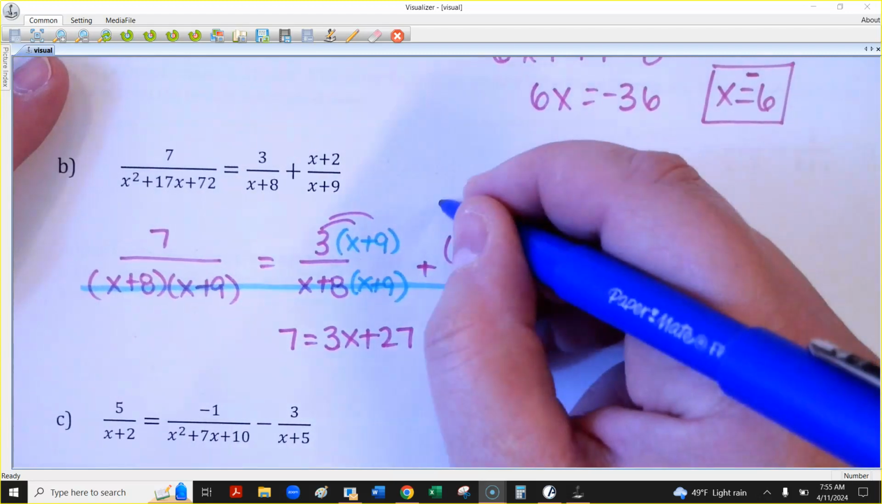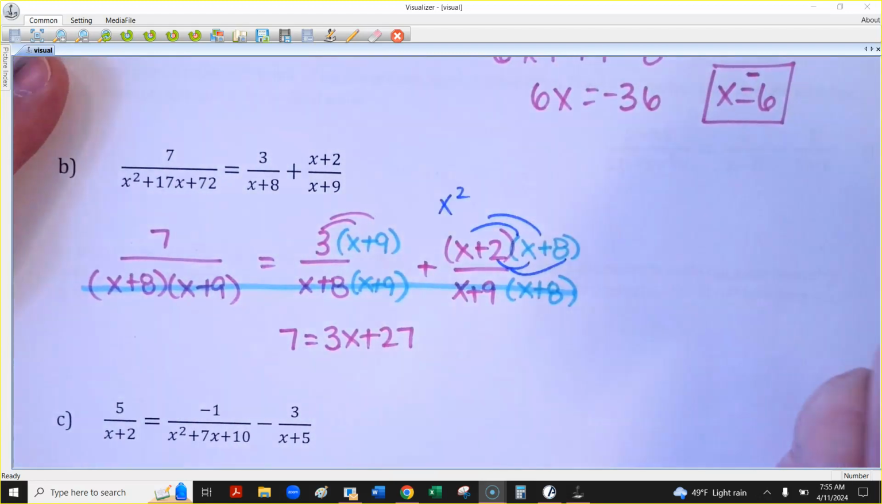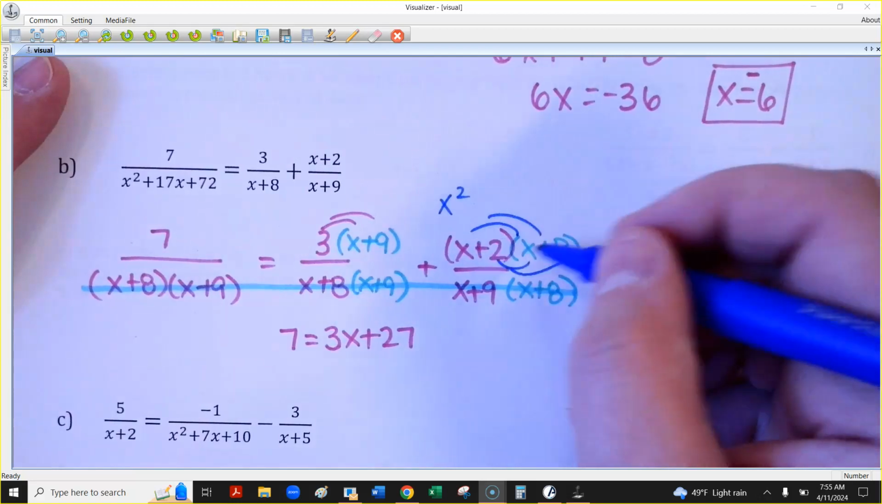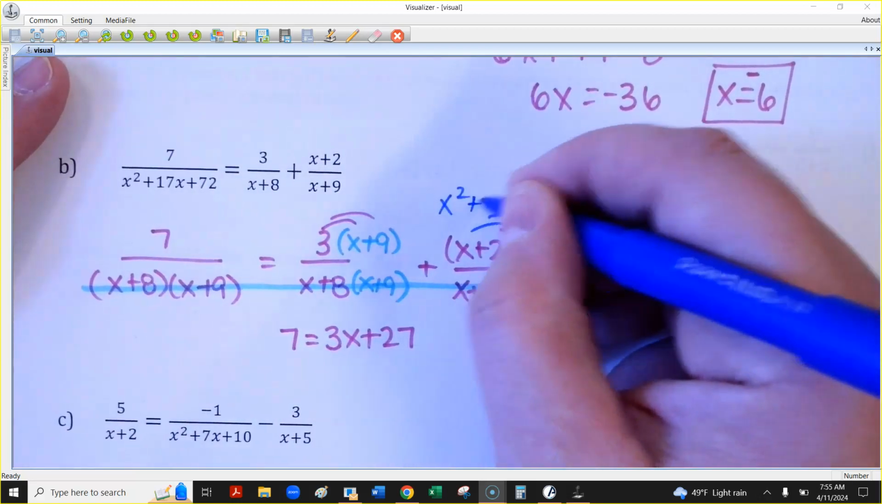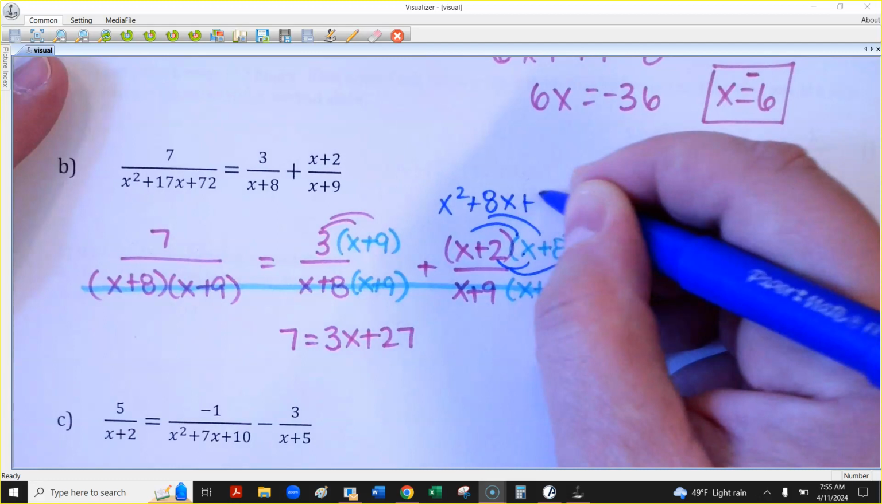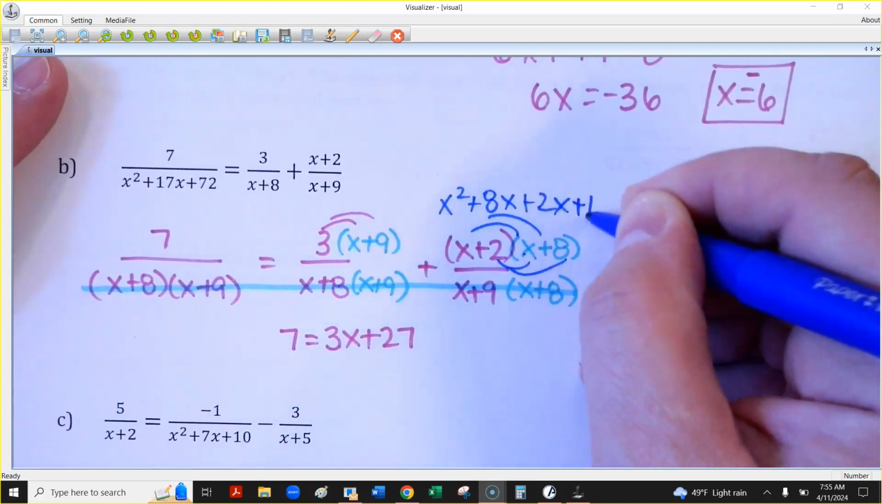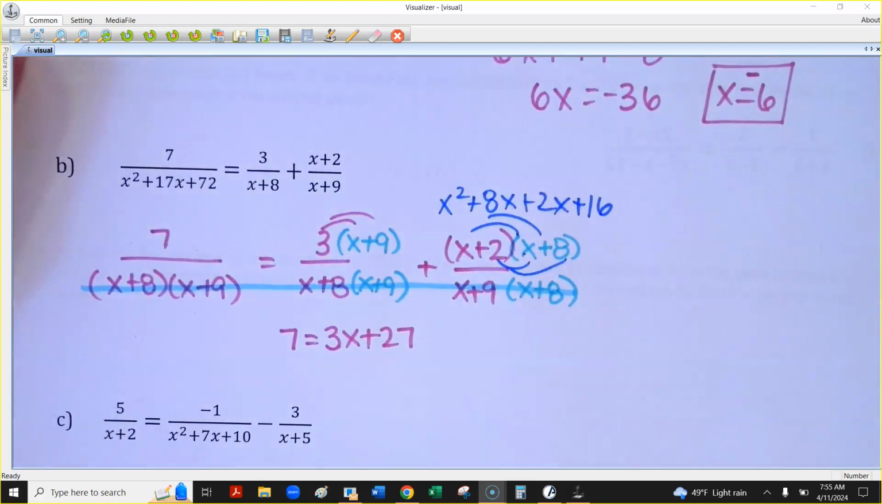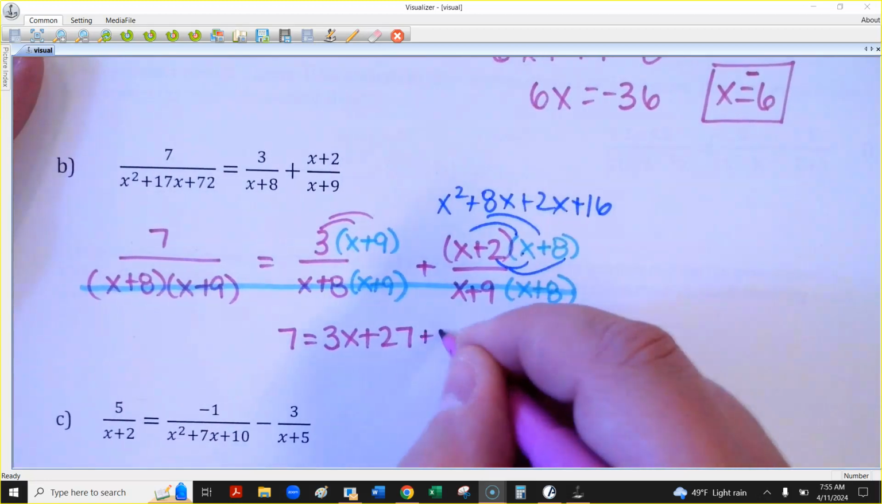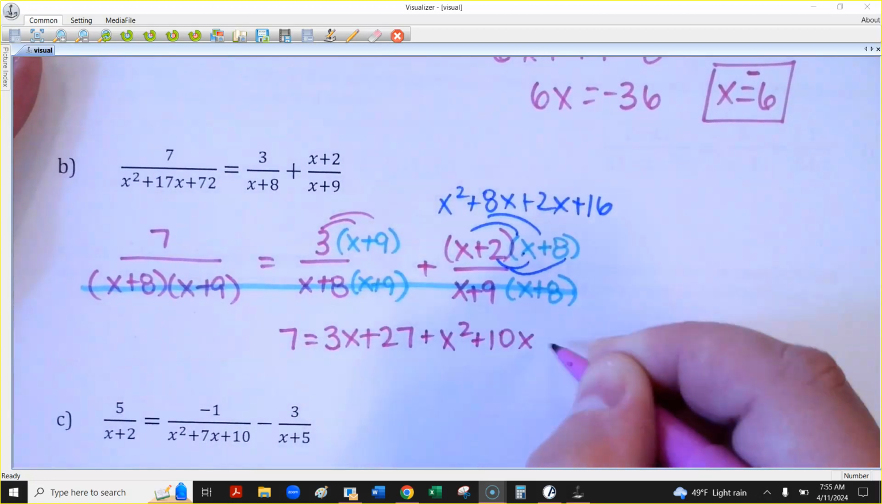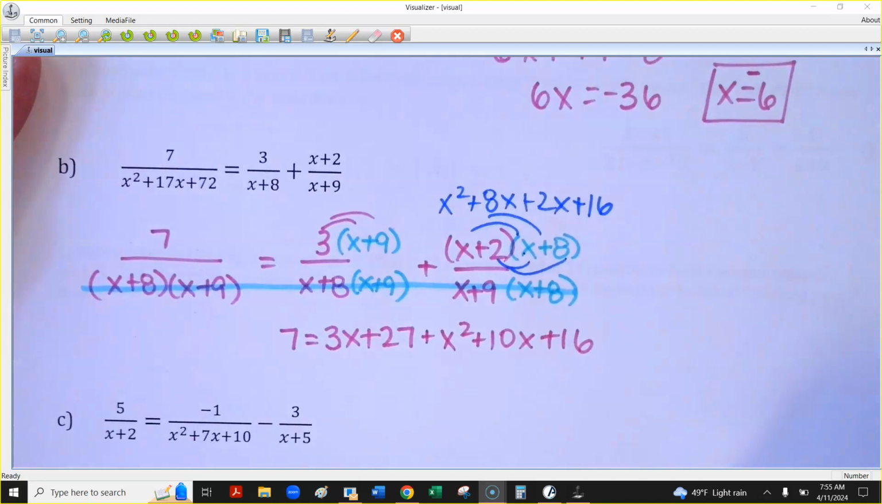So we'd have like a FOIL or box, whichever one you like better. So I've got x times x, so x squared, x times 8, so I got 8x, 2 times x, so I got 2x, and 2 times 8, so I've got 16. If you actually combine the like terms there, we'd have x squared plus 10x plus 16. In turn, that's what's going on when I get that FOIL. So we do have a quadratic here.